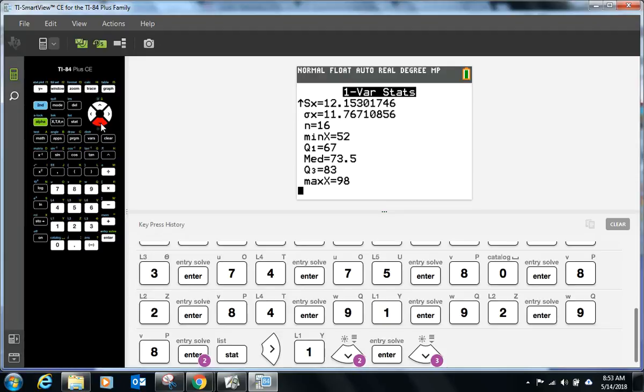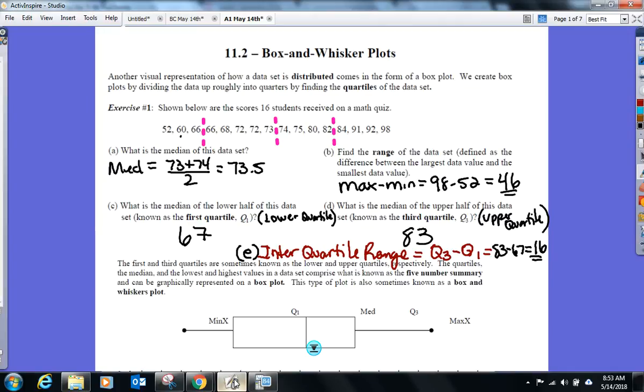Ready to make your box and whisker plot? Okay, to make a box and whisker, you need 5 numbers. It's referred to as your 5-number summary, and look what your calculator does for you. It puts them all in the same spot: 1, 2, 3, 4, 5. That's your 5-number summary right there to make the box and whisker plot. All right, 5-number summary. How do I use all of them?